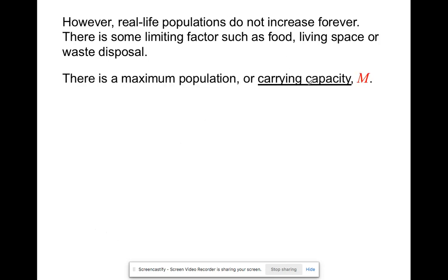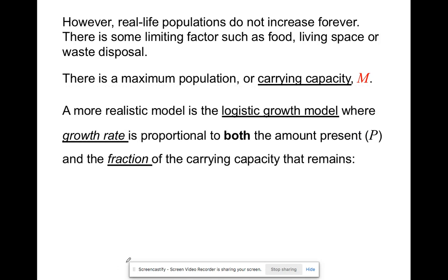We're going to call the carrying capacity of our environment capital M. Things that affect the carrying capacity are how much food is available and how much living space, like the aquarium. What about getting rid of waste? What about disease? The population is growing, but some people, animals, or bacteria are dying as well. So a straight up exponential might not describe it.